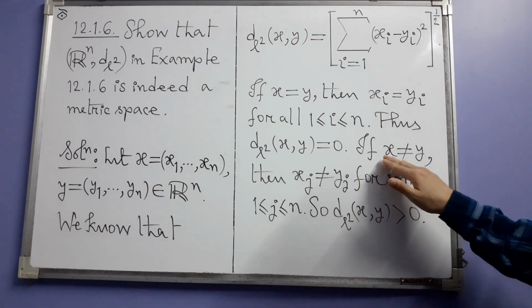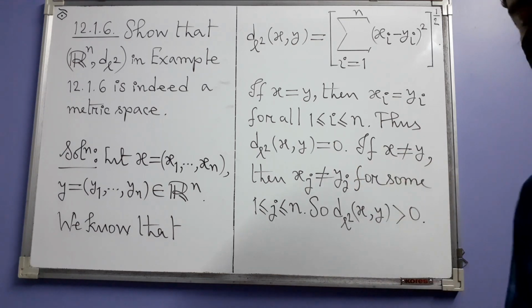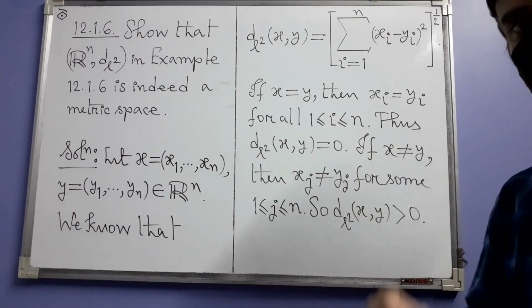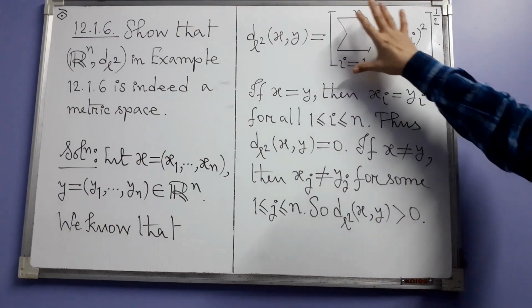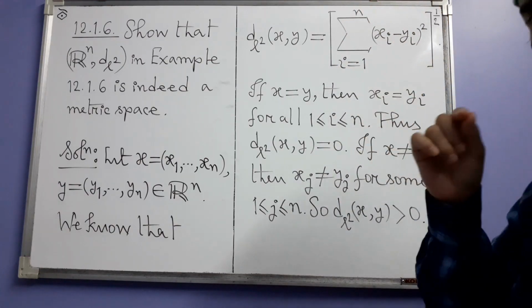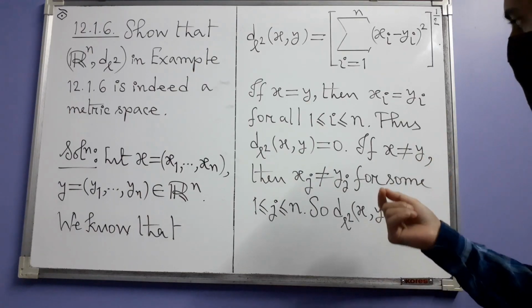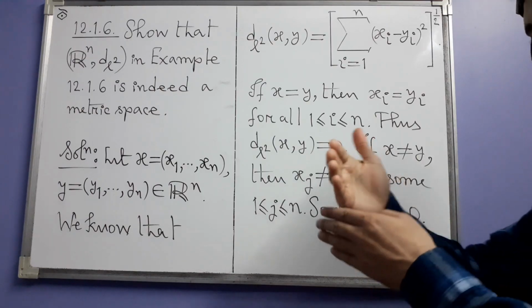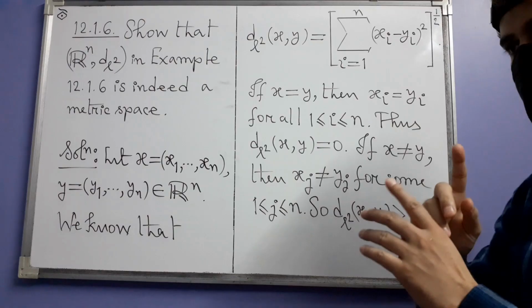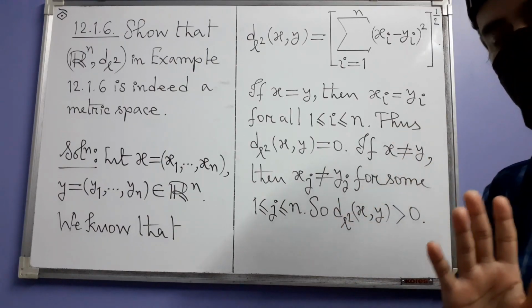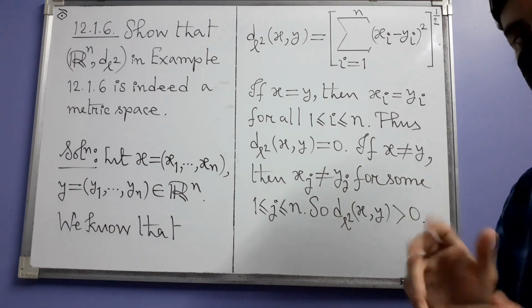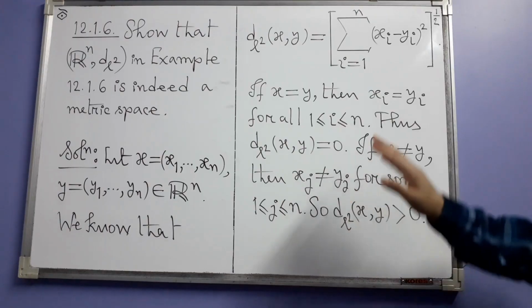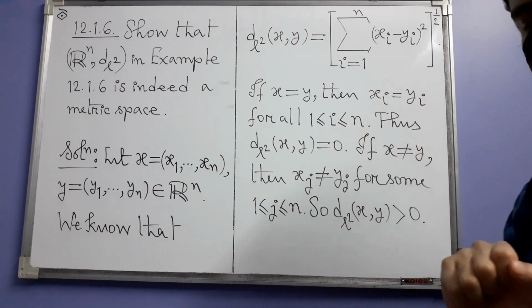For the next axiom, we consider x and y to be distinct. If that's the case, then at least one xj should be different from the corresponding yj. So in this sum, there would be one term corresponding to that index j. That difference would be a non-zero real number. Because xj minus yj would be a non-zero real number, so its square would be a positive real number. Note that xj minus yj may be negative, but it's not 0. It is either positive or negative, and as such its square would be a positive real number.